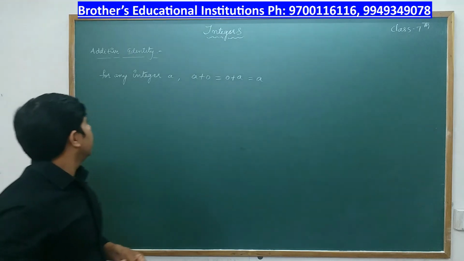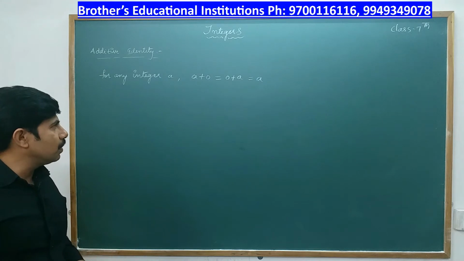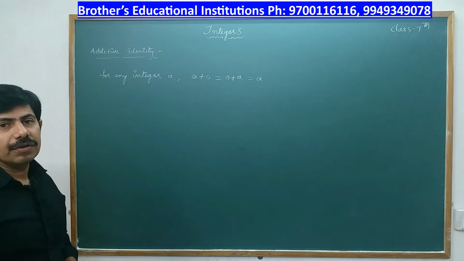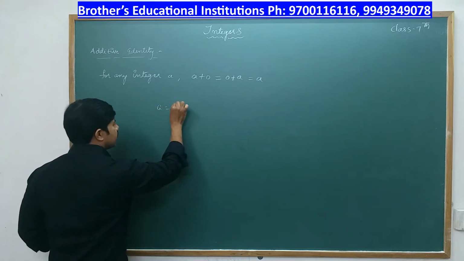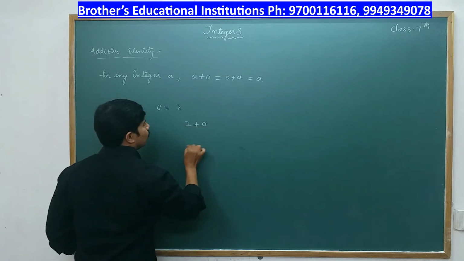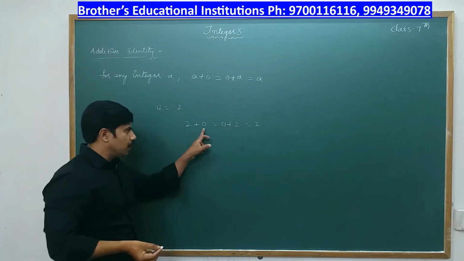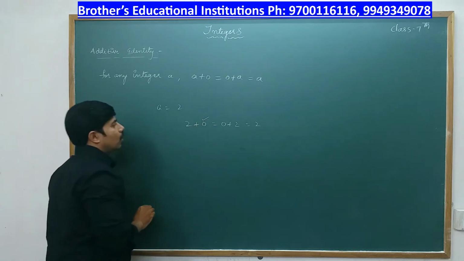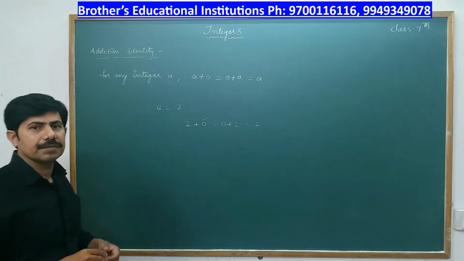So next one, it is additive identity. For any integer a, a plus 0 is equal to 0 plus a is equal to a. Then we say the 0 is the additive identity of a. That means, suppose you assume the value of a as 2. If I substitute here, 2 plus 0 is equal to 0 plus 2 is nothing but 2 only. Then what is this 0 called? The 0 is called the additive identity element.